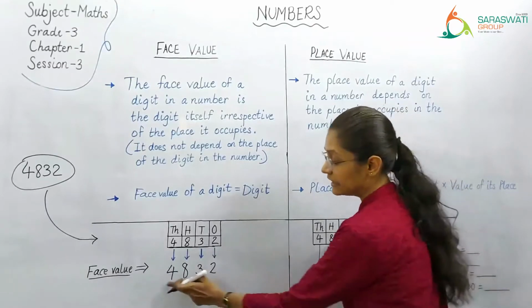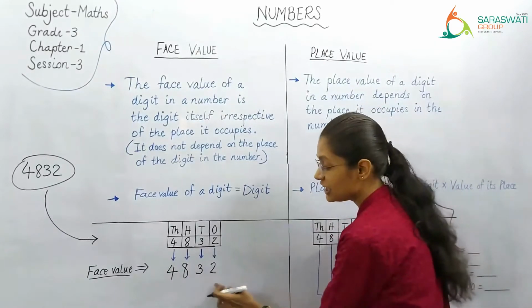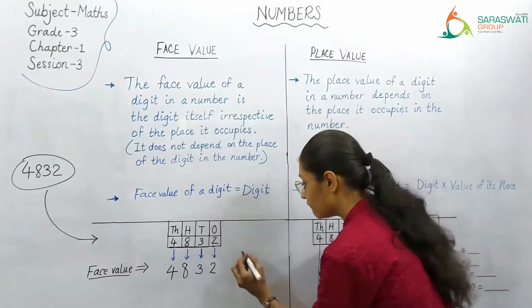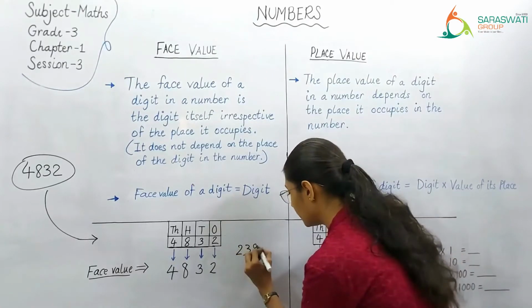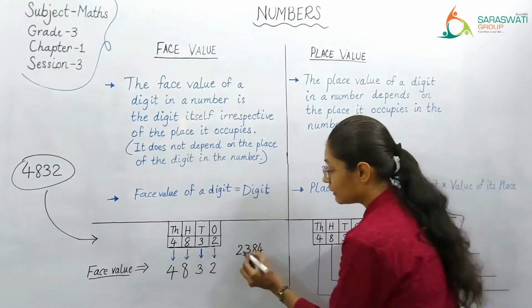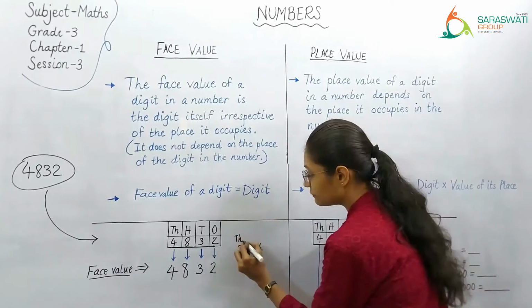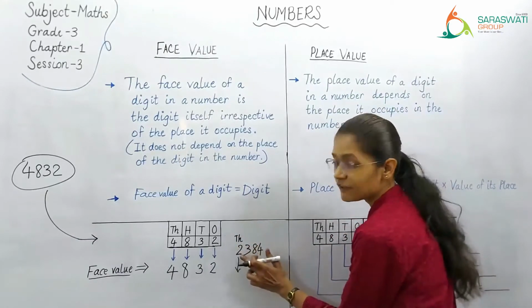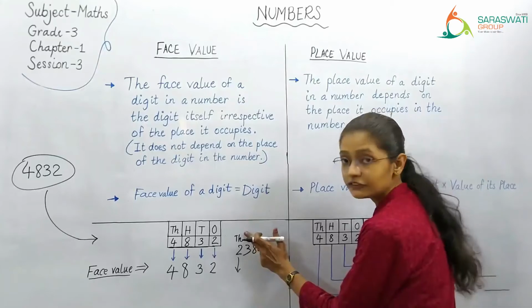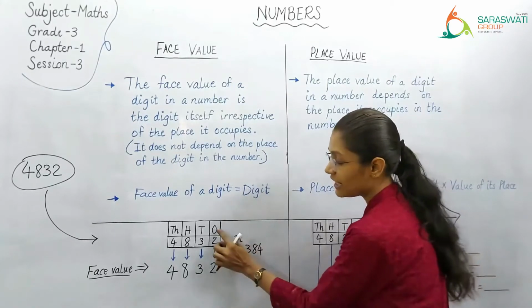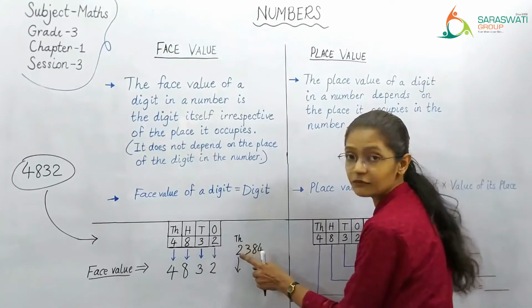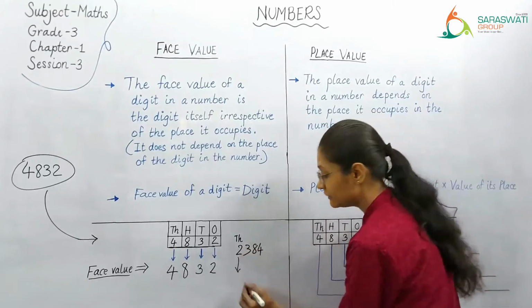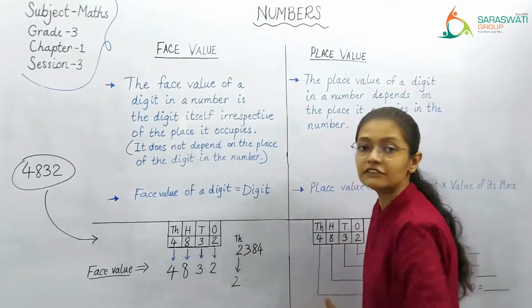Now using these 4 digits, just by changing the place of the digit 2, if we write this number, then over here 2 is at thousands place. Still, the face value of digit 2, even though it is at thousands place now, previously it was at ones place. Still over here as well, the face value of digit 2 is the digit itself, that is 2.